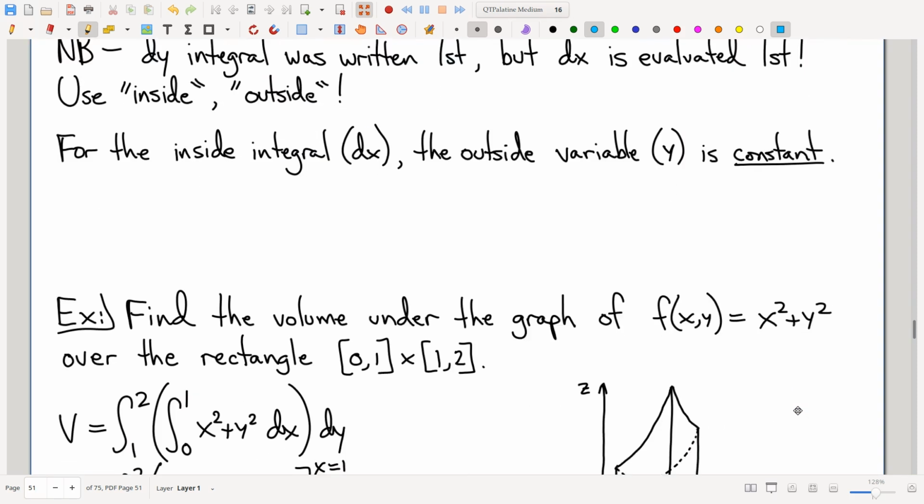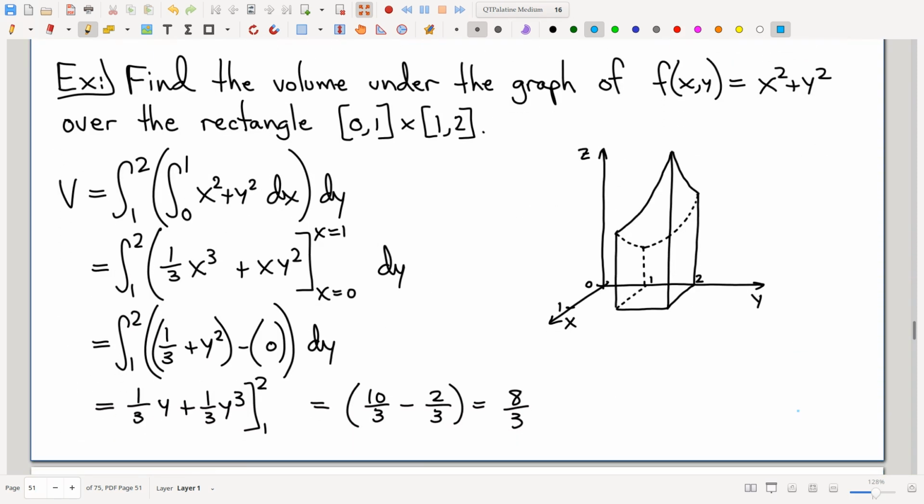And so very first thing we do, here it is. You can see that we have y going from 1 to 2. That's our outside integral. And as I compute individual cross-sections, individual cross-sectional areas, whatever that is, those are integrals as x goes from 0 to 1. Is that cool? Okay.